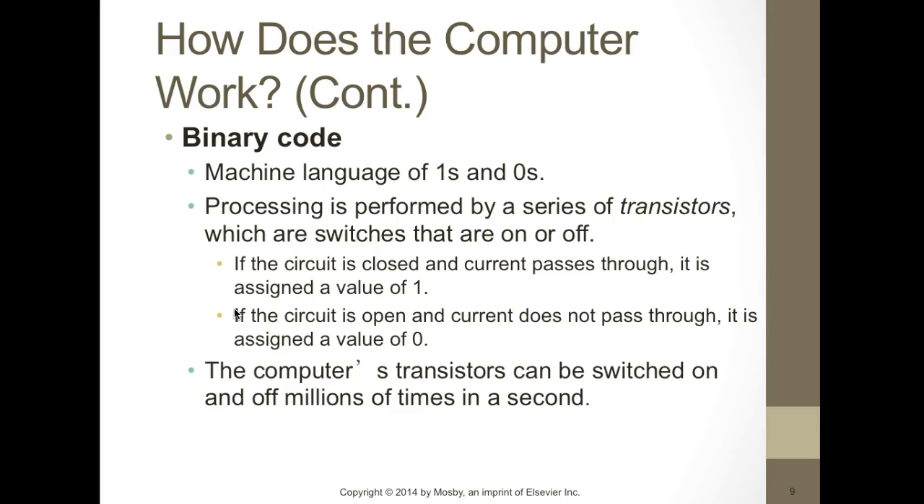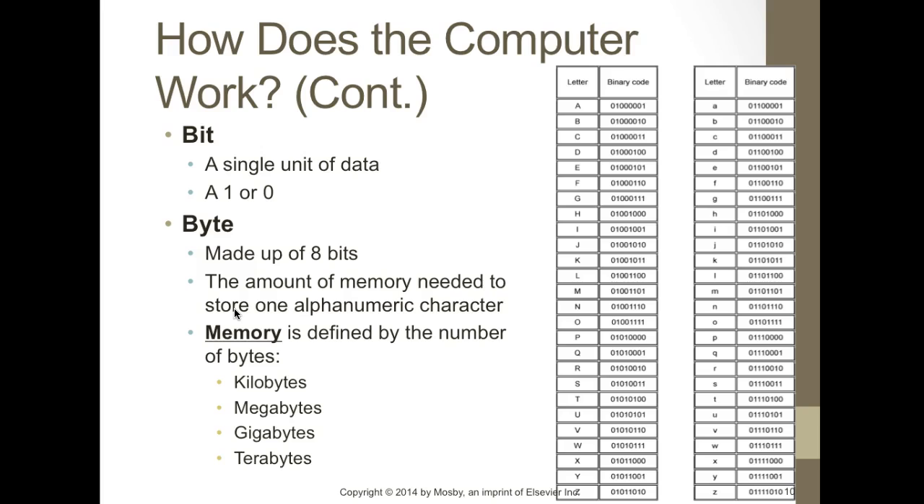The computer's transistors can be switched on and off millions of times in a second, so that's kind of cool. Very, very fast. A bit is a single unit of data, so a one or a zero. A byte is made up of 8 bits, so 8 pieces of ones and zeros. It's the amount of memory needed to store one alphanumeric character. Memory is defined by the number of bytes. So there's kilobytes, megabytes, gigabytes, and terabytes are really big. And you can see here the translation of the letters into the binary code.